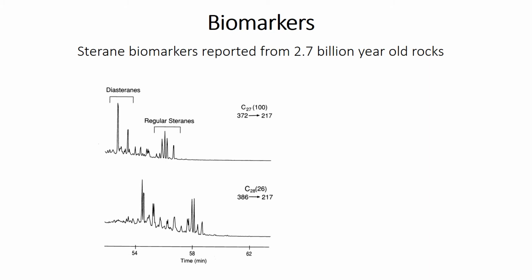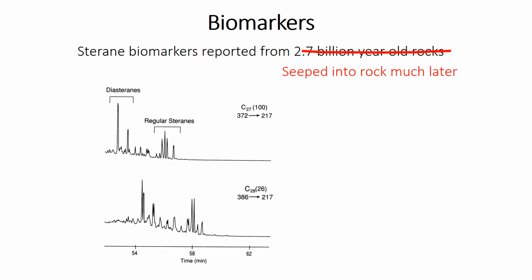Now, the graph here just shows an example. Like with the other biomarkers, people look at these by finding and identifying peaks on this spectrum that separates out all the different molecules by how much they weigh. So finding evidence for eukaryotes in 2.7 billion year old rocks would be a huge discovery because it would mean that they're way older than generally thought and that they didn't need oxygen to evolve, which is also generally thought.